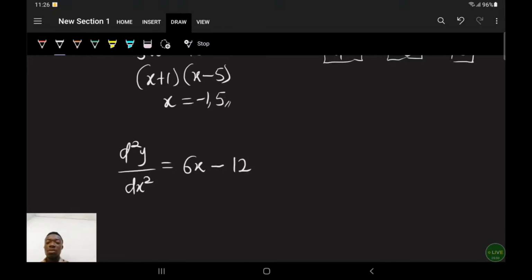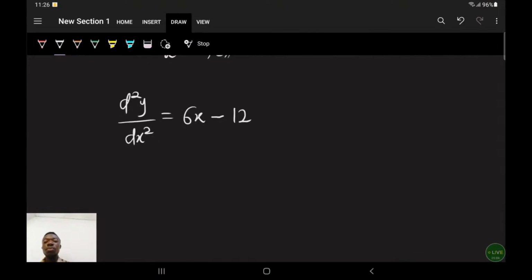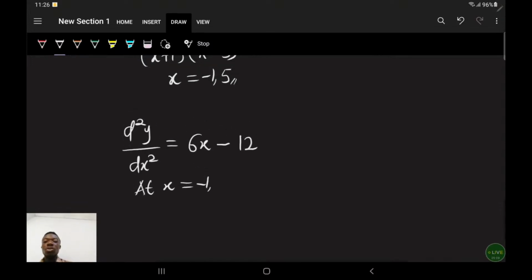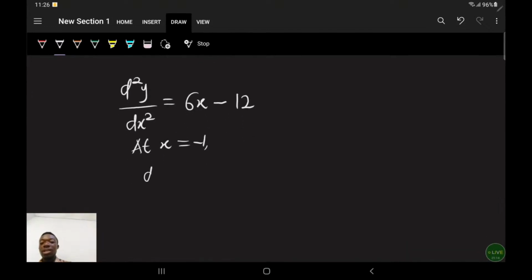So let's take note of that. So here, this is what you're going to do. You just pick up the first value, x is equal to -1. What is going to be your d squared y over dx squared? So whatever you see here, just substitute -1 there. So it becomes 6 into bracket -1 minus 12. I hope that is clear.